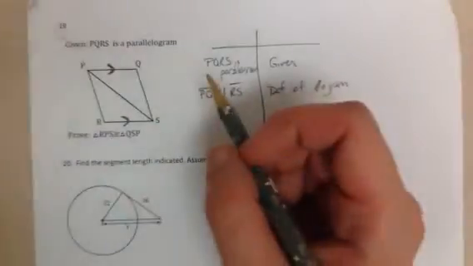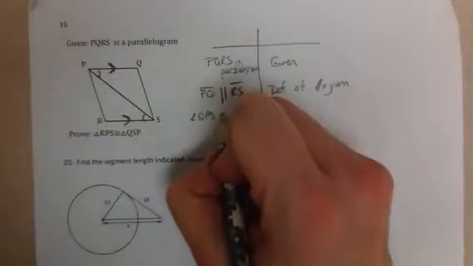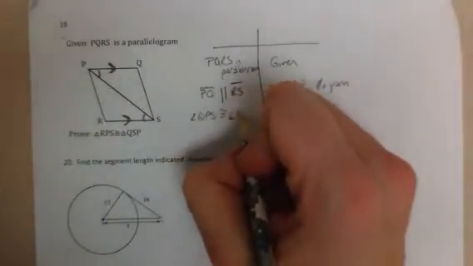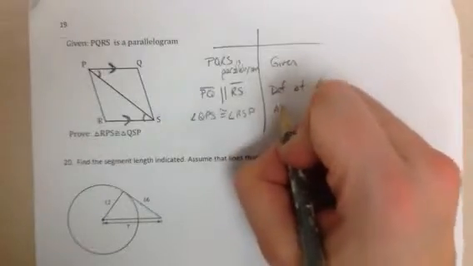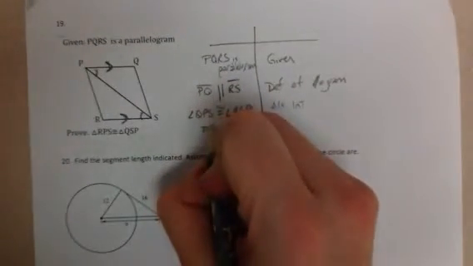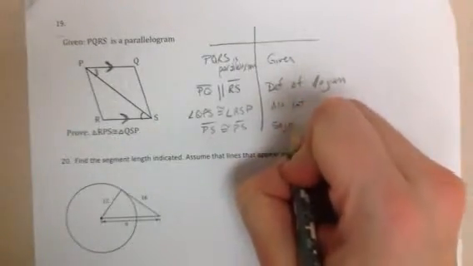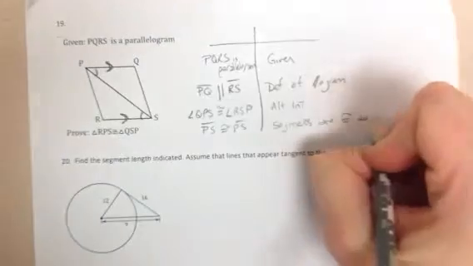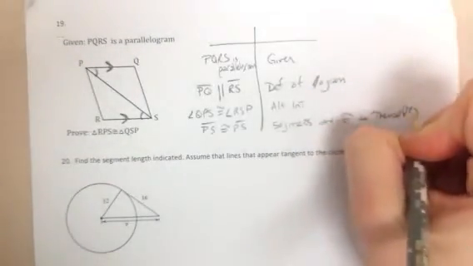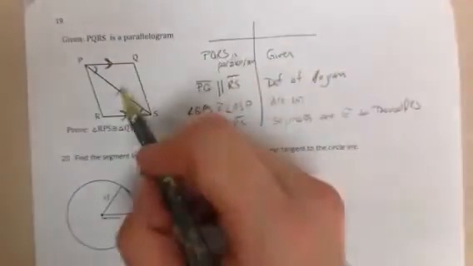Okay, and the minute we know that, we can say that this angle is congruent to this angle by alternate interior angles because they're cut by that transversal. So angle QPS is congruent to angle RSP because they're alternate interior, right? We also know that segment PS is congruent to itself because segments are congruent to themselves.